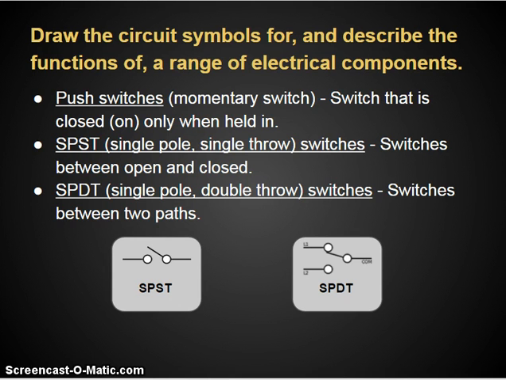On the other hand, a single pole double throw switch doesn't switch between on and off, but it actually changes the flow of electricity from one circuit to another. Okay, so in this you can toggle between two active circuits.